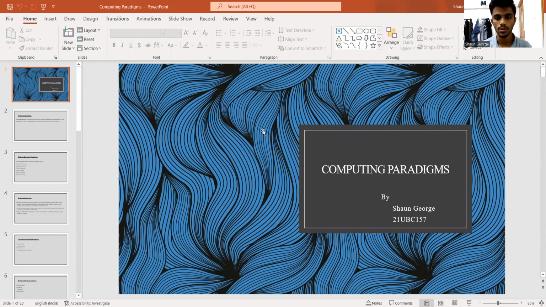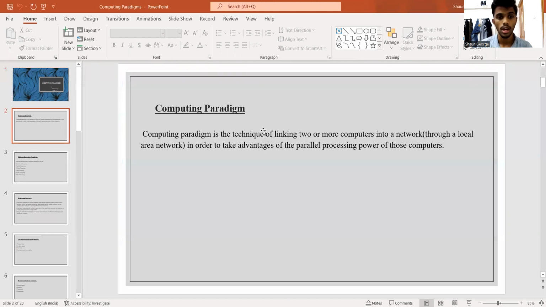Today, I am going to discuss with you the topic computing paradigms. A computing paradigm is a technique of linking two or more computers into a network through a local area network in order to take advantage of the parallel processing power of those computers.